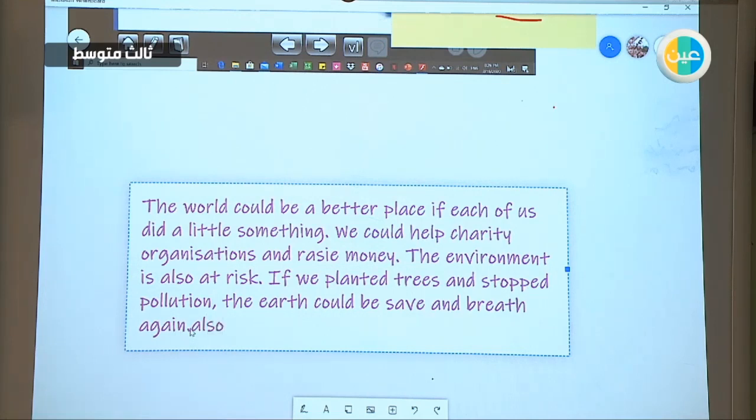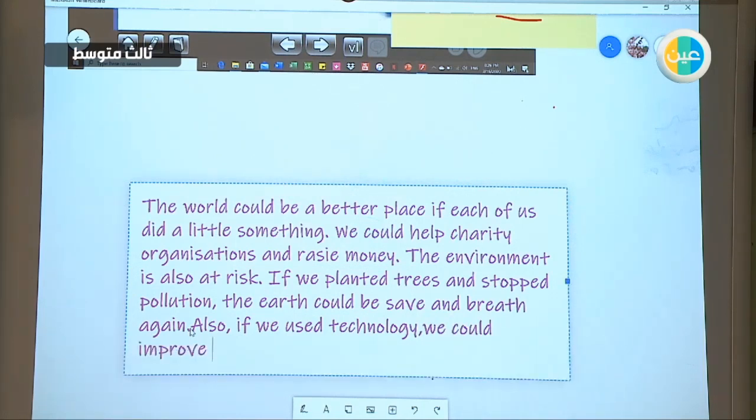Also, it should be capital. Also, if we used technology, we could improve medicine. Okay, let's correct this one here, safe. So the sentence: also, if we use technology, we could improve medicine.